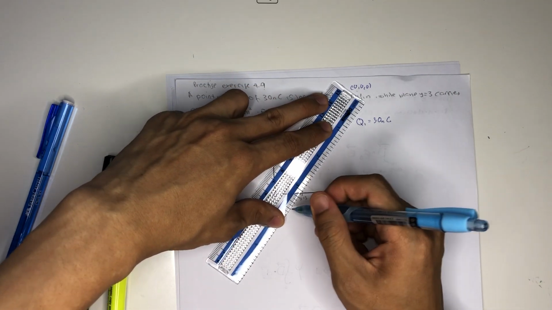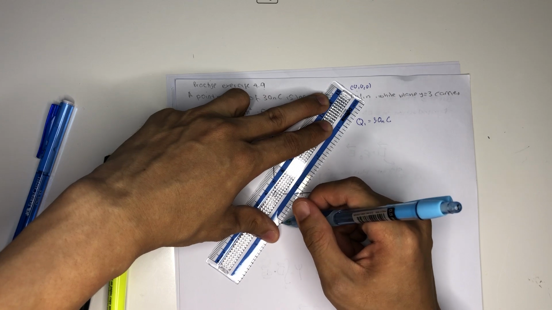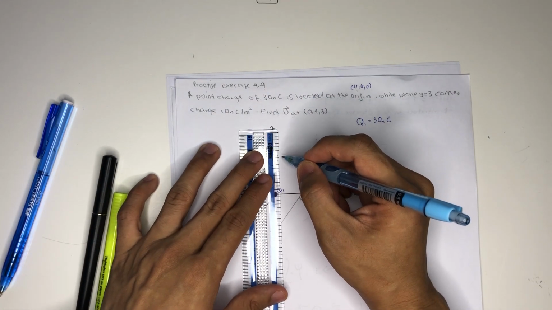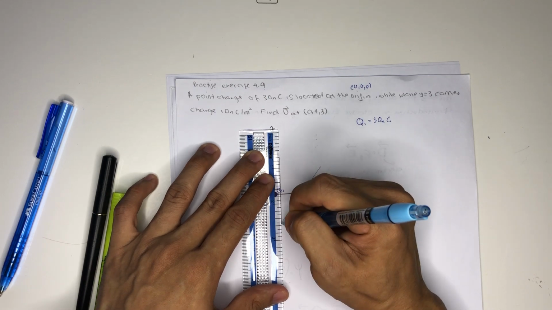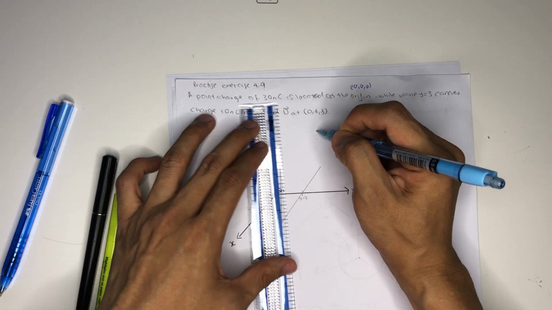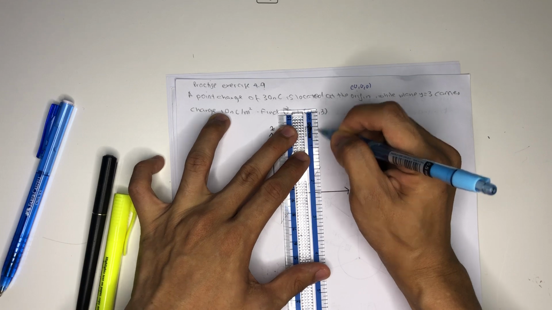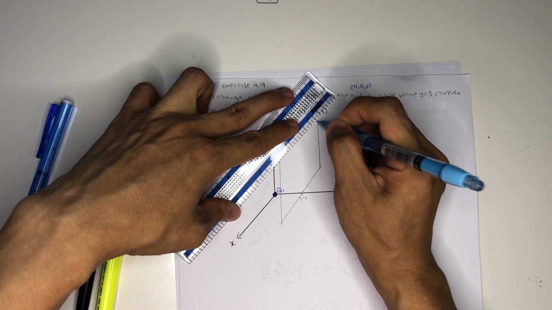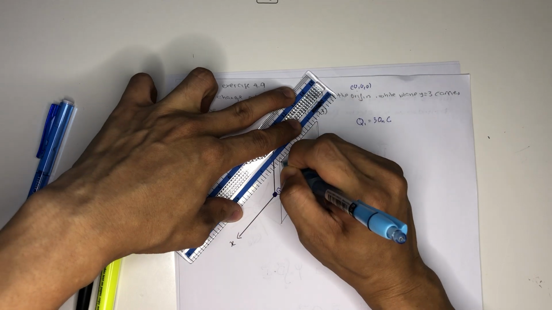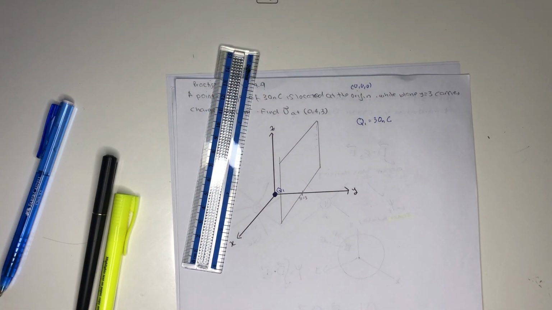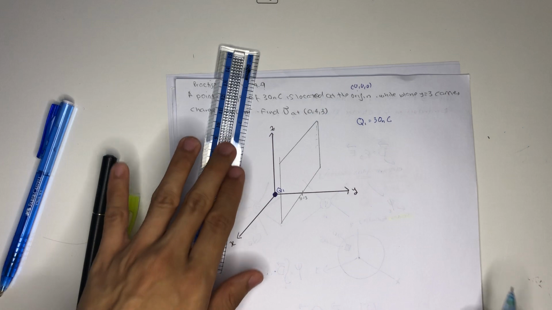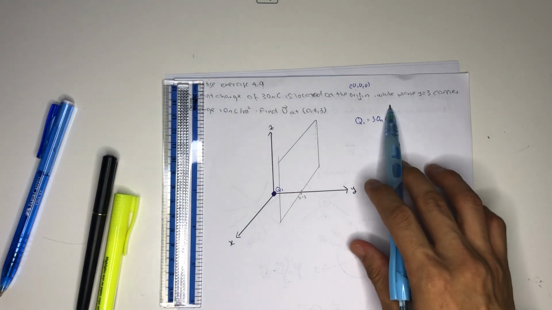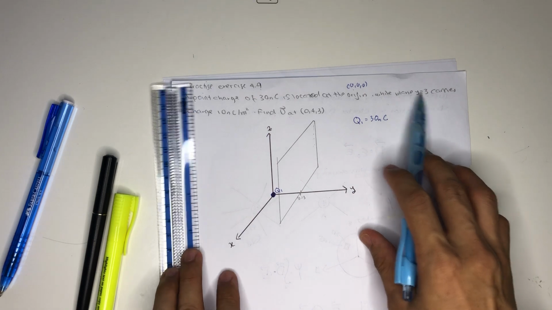Forgive me if I don't really have good drawing skills. That's why I'm not an artist. So I hope it's still a good drawing, so that you're able to imagine it. Okay, so here plane Y equals 3 carries the charge.